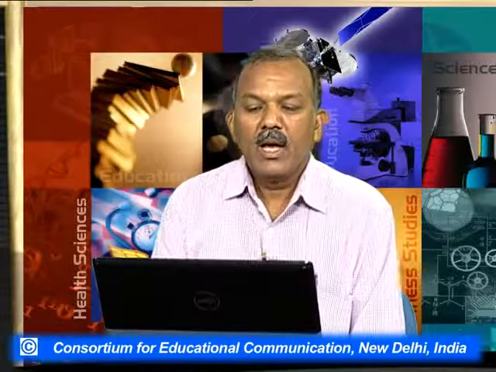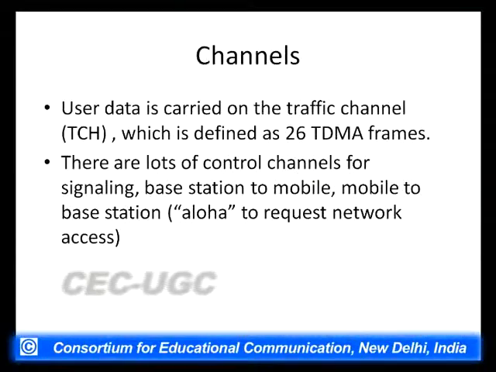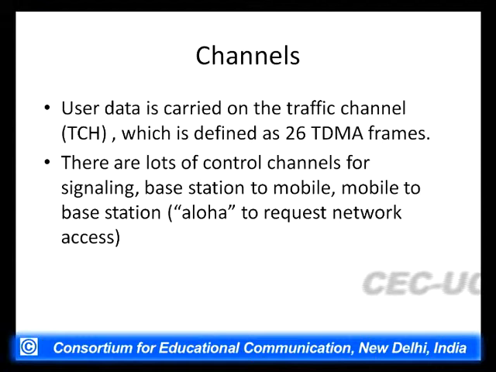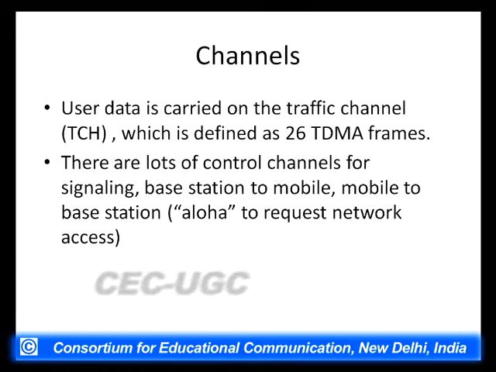Now, user data in GSM is carried on a traffic channel which is defined as 26 TDMA frames. That means one channel will contain 26 frames of time division multiplexing. So, one frame means in one go, in one scan, if 100 users' data is being scanned, 100 samples, that is one frame. Similarly you have 26 frames in one traffic channel you are transmitting. So, that is how you get a high rate, and there are a lot of controls.